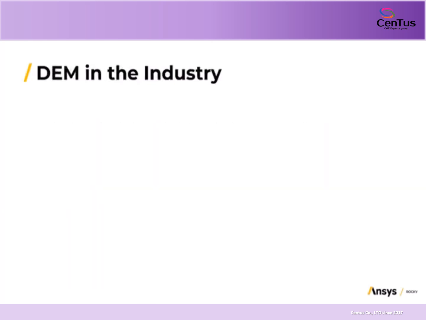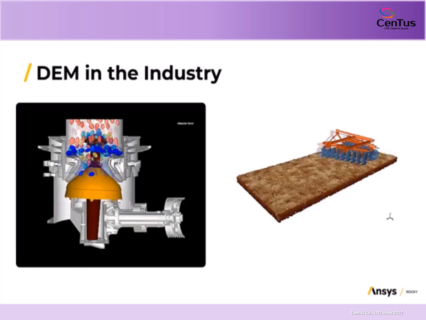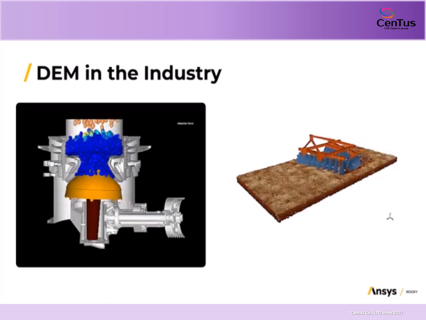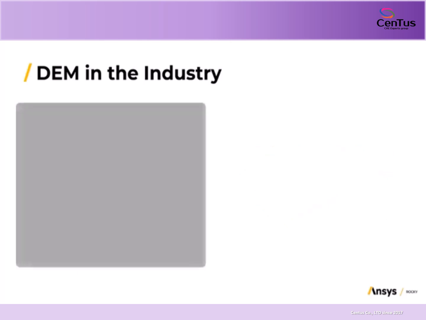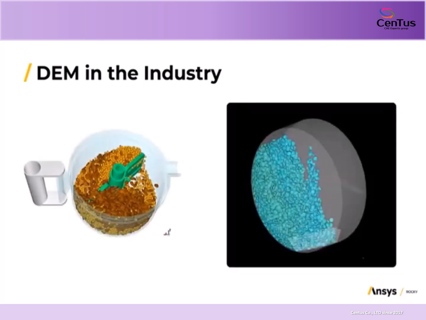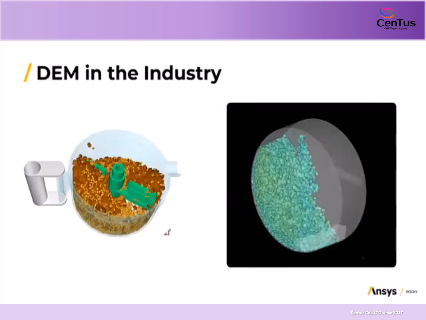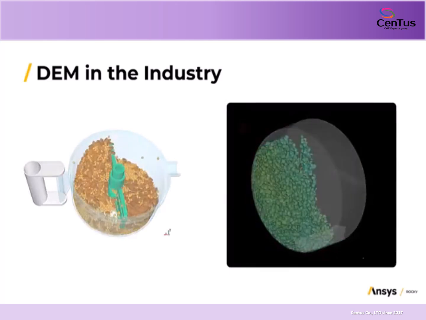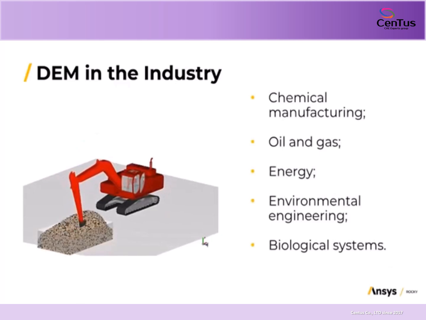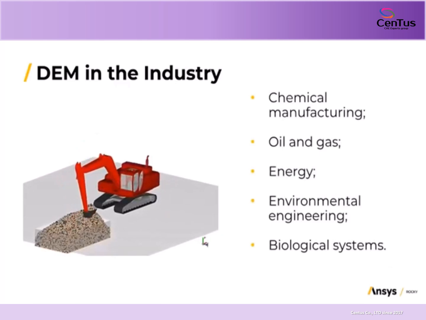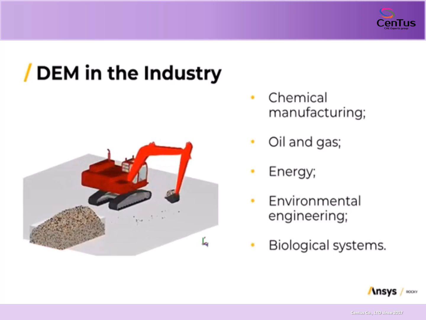And to finalize, here are some examples of DEM applications in different industries, such as mining and agriculture. In the food industry and pharmaceutical industry, using DEM helps in the optimization of processes. And finally, DEM is applicable in industries such as chemical manufacturing, oil and gas, energy, environmental engineering, and biological systems.